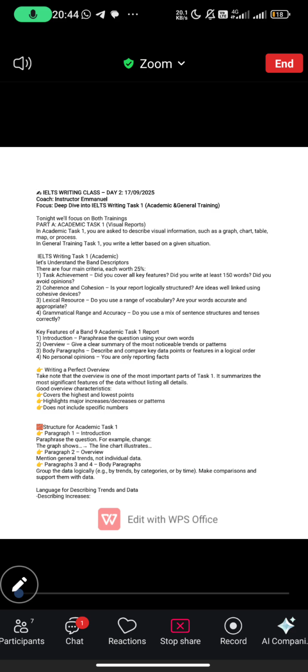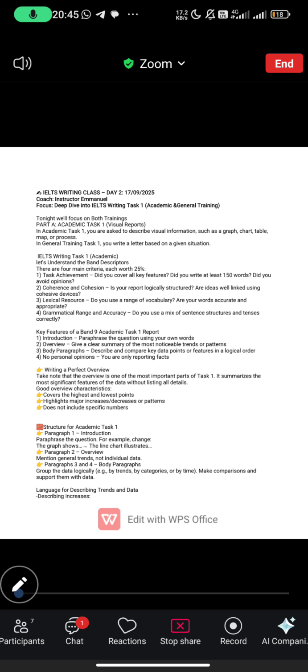Now, the next thing there is how to write a perfect overview, and I've said that it summarizes the most significant features or data without listing all details. The first one, it covers the highest and lowest points. Look at it closely. You can learn from it before I move on. I want to move on now because of time.